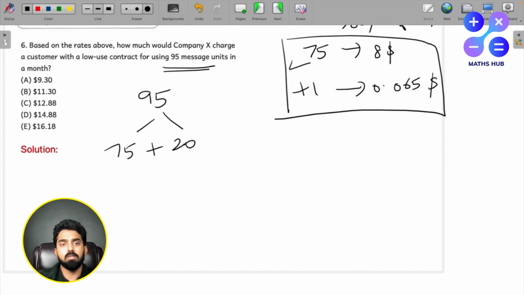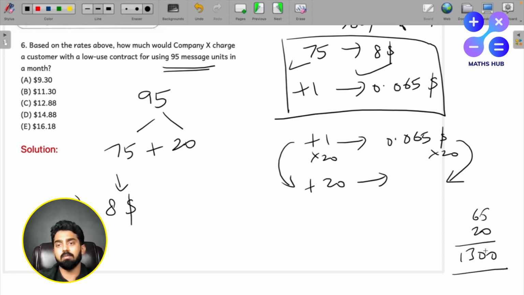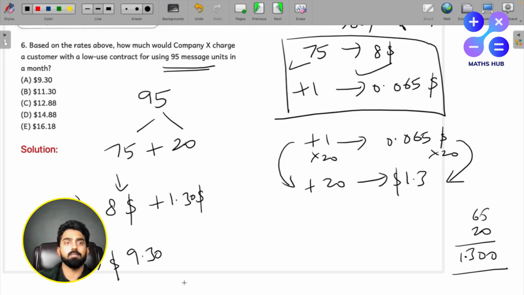Now 75 is costing us how much? 75 will cost us $8. For the extra 20, how much will it cost you? For every 1 it is 0.065. For 20 it's how much? Convert 1 into 20. How? 1 into 20, so you will do the same thing, into 20. As you know, forget about decimals, directly multiply. 65 into 20. So 65 into 2 is 130, and 0. And you have 3 decimal places, so 3 decimal places to the left, 1.3. That's $1.3. Right, so this will be plus $1.3. This is going to be $9.3. 9.30 if you want to write.